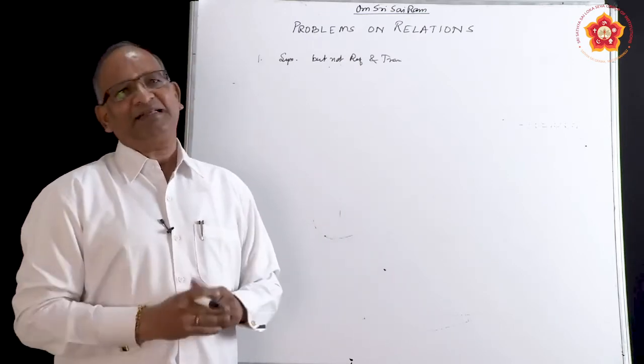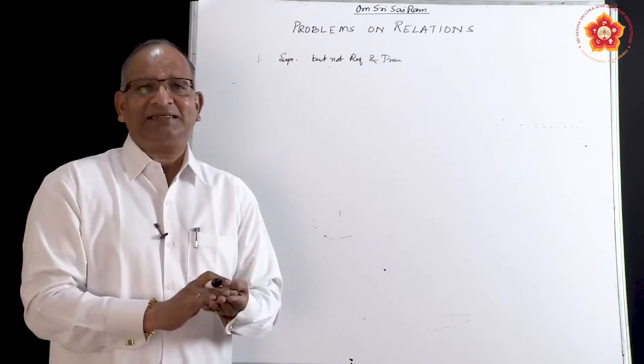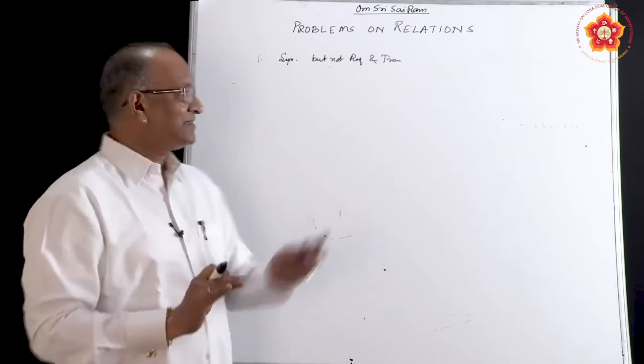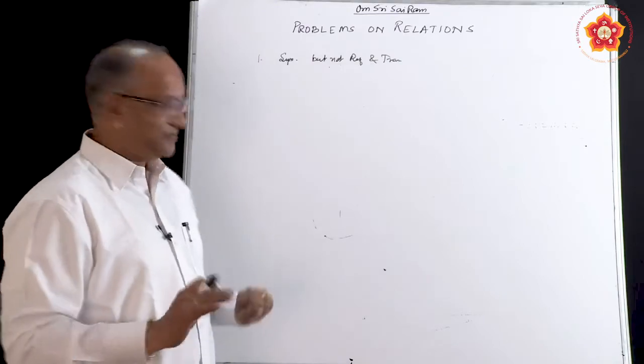With the help of sets also you can give an example. In fact, you can write the relation set the way you want. For example, this one: we want that it should be symmetric but not reflexive and not transitive. See how we can write.